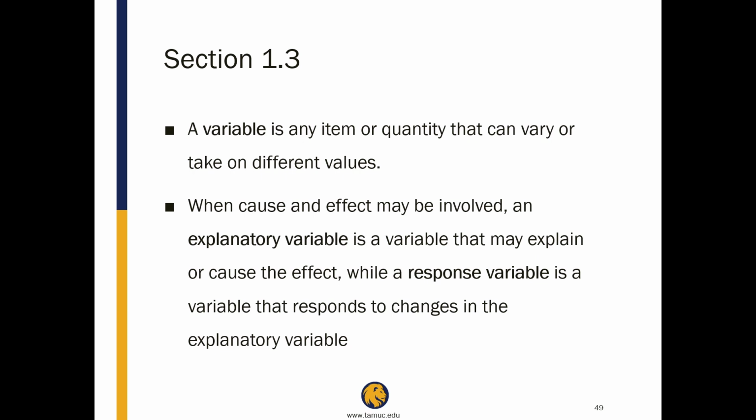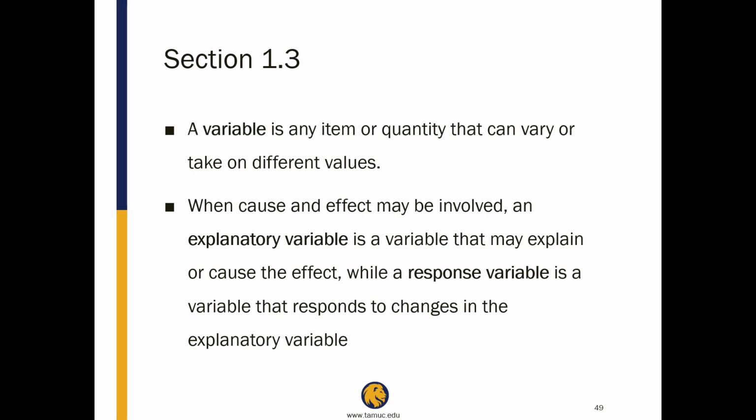When cause and effect might be involved in a situation, we call the explanatory variable the variable that may explain or cause the effect, while a response variable is a variable that responds to changes in the explanatory variable. So usually what they try to do is change the explanatory variable and see what response happens as a result. If there's a change in the response variable, then we can try to make the case that the explanatory variable is what caused it to change. So just some definitions in case we need to refer back to this idea of explanatory versus response.